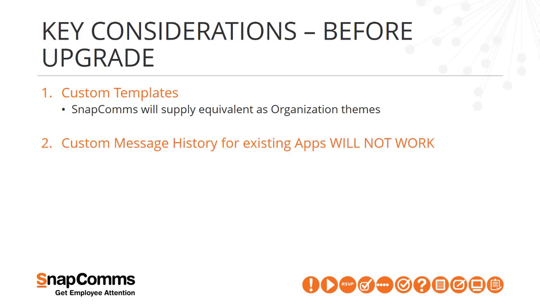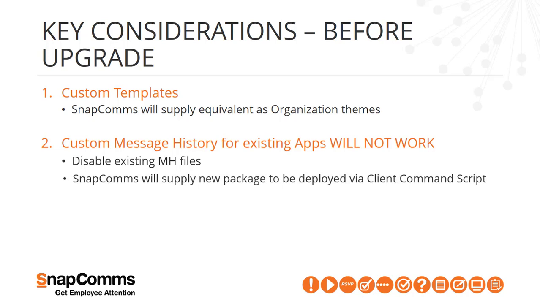Similarly, if you have a custom message history, in other words, if your Snapcoms message list has your own company branding, this will not work with the app version 18.4. Please disable the message history via the client command script before deploying the new app. Snapcoms will supply a new message history package to be deployed via the client command script. Again, there is no charge for this service.